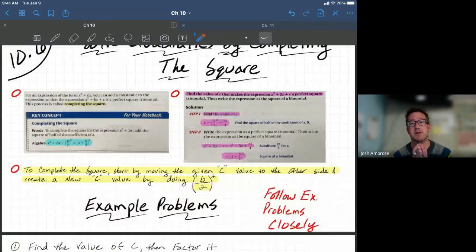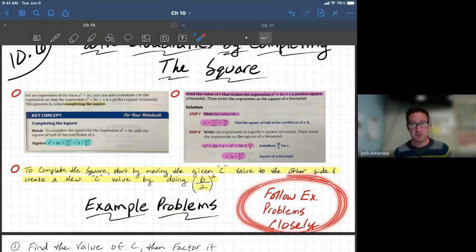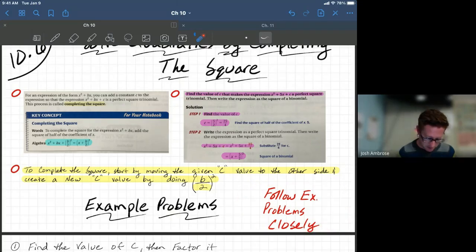Okay, here's a little note that I've highlighted there. When you're completing the square, if they give you a C value and that C value is not perfect, move it to the other side. Move it across the equal sign, all right? Then create a brand new C value. That's right here. And how do we do that? By using this new equation, b divided by 2, that quantity squared. All right, so as it says, let's follow these example problems closely. Okay, we're going to do 3, so let's jump into it.